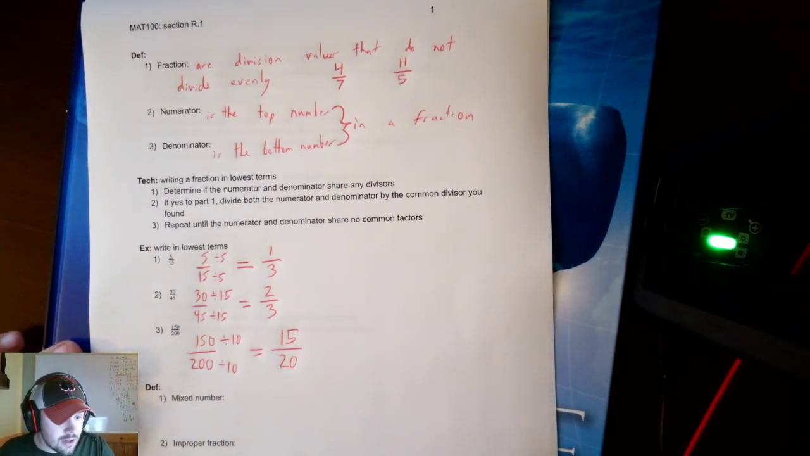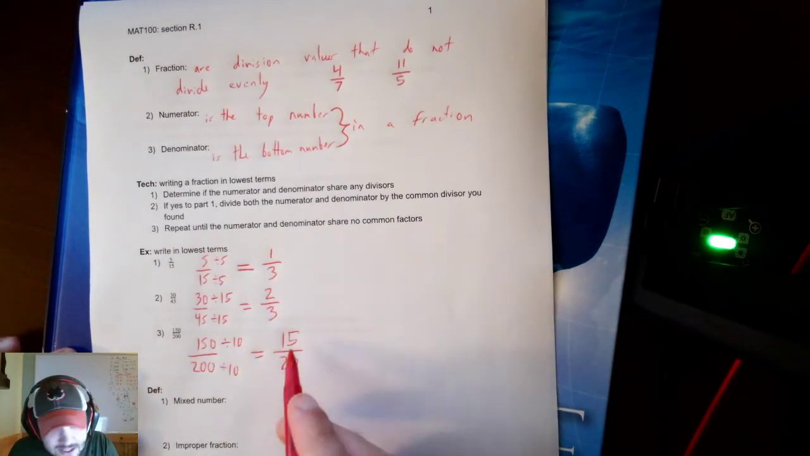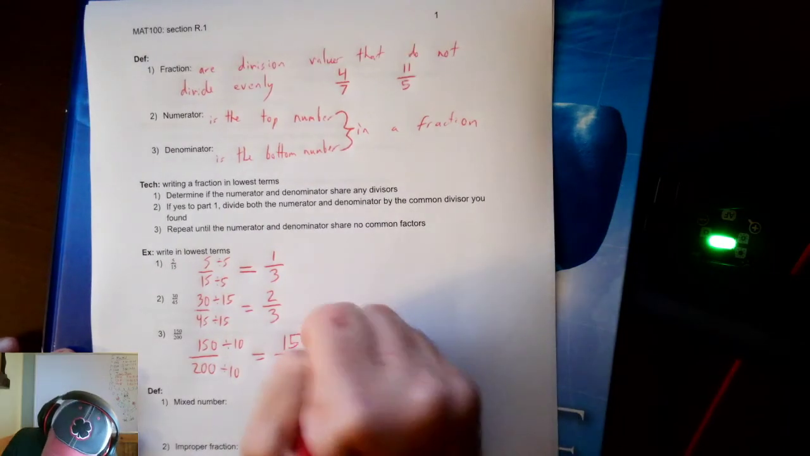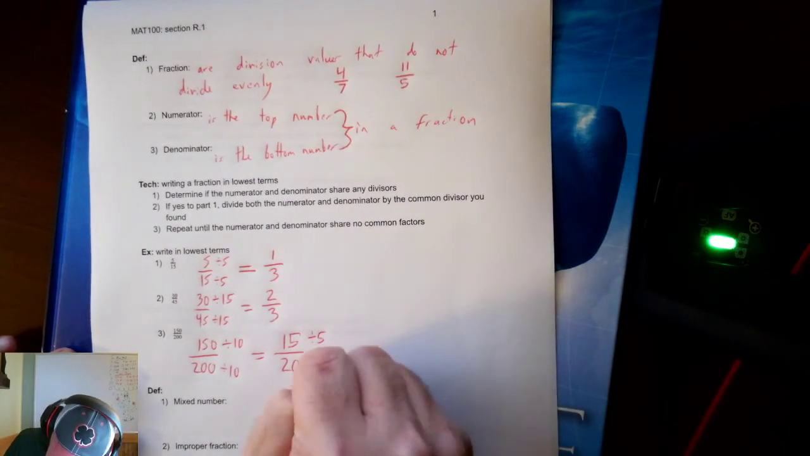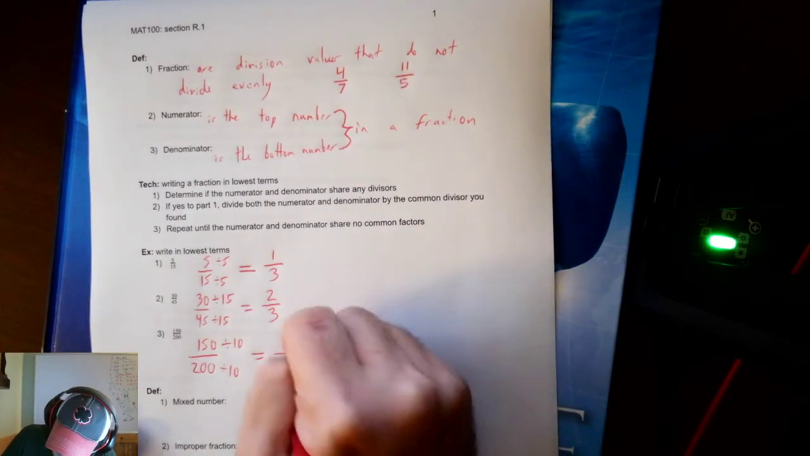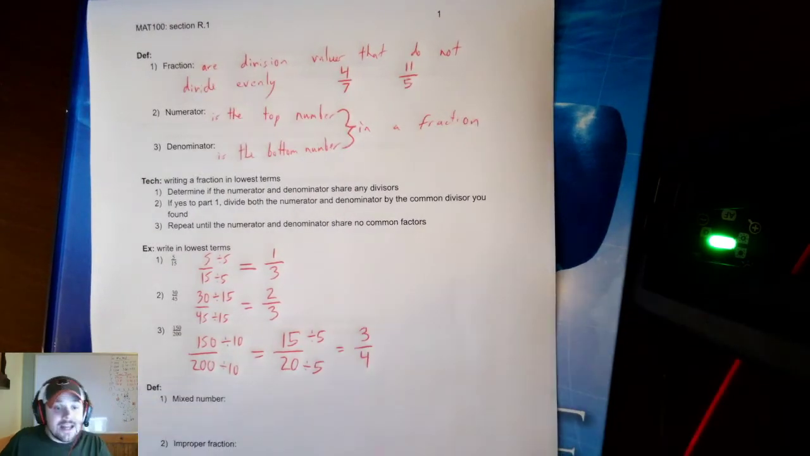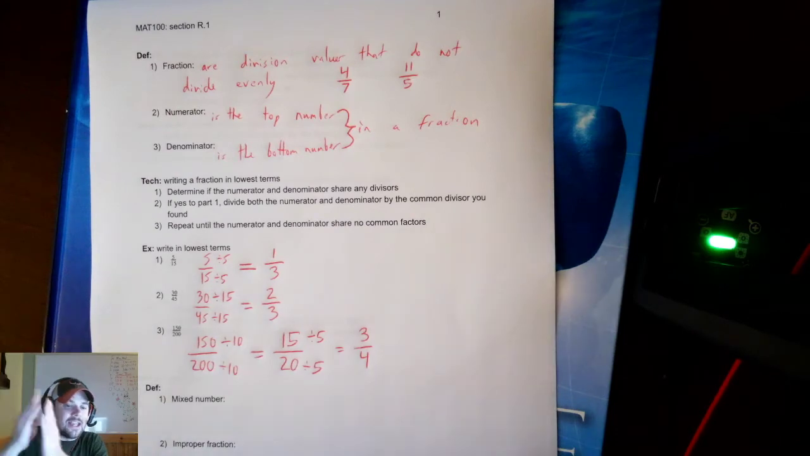I'm not done though. These still share a factor. Repeat until they share no common factors. They share 5 as a common factor or divisor, right? 5 divides both of those numbers. Well, 15 divided by 5 is 3, and 20 divided by 5 is 4. And now I'm done. Those share no divisors. Notice it took me 2 steps, but I still reduced the fraction. Sometimes you might be able to reduce in 1 step. Sometimes you might have to take a couple steps along the way. Both are perfectly fine, right? The main goal is we're reducing our fractions.